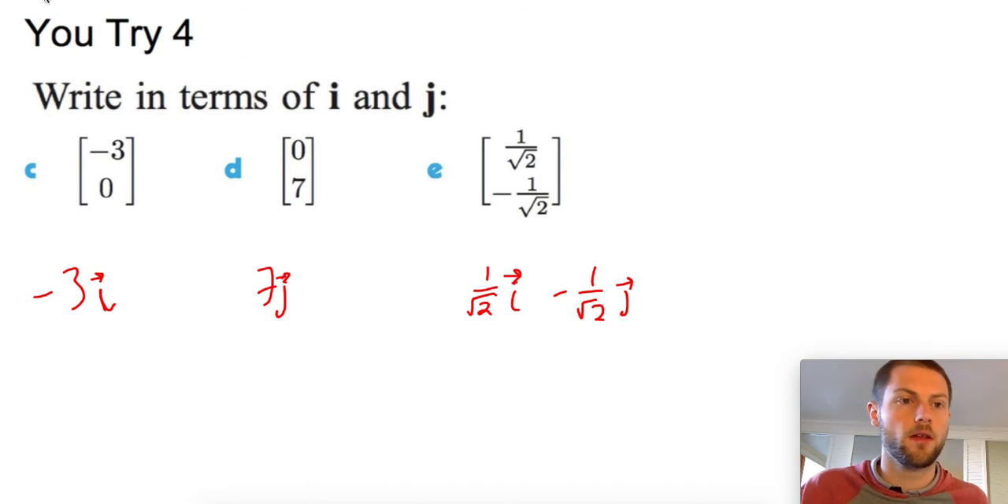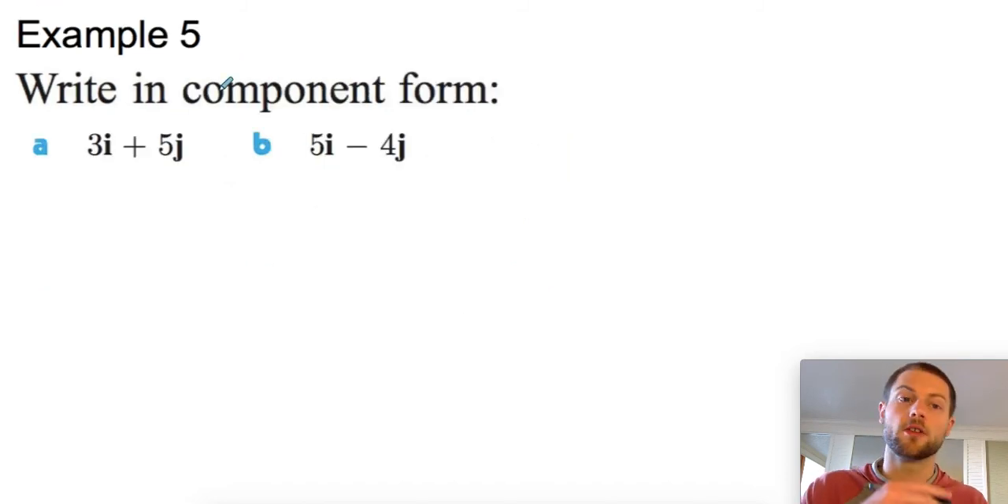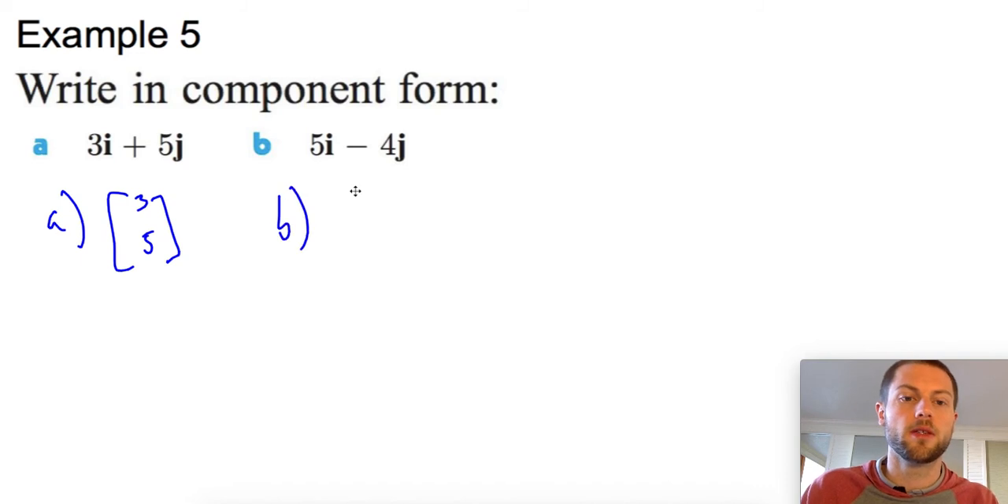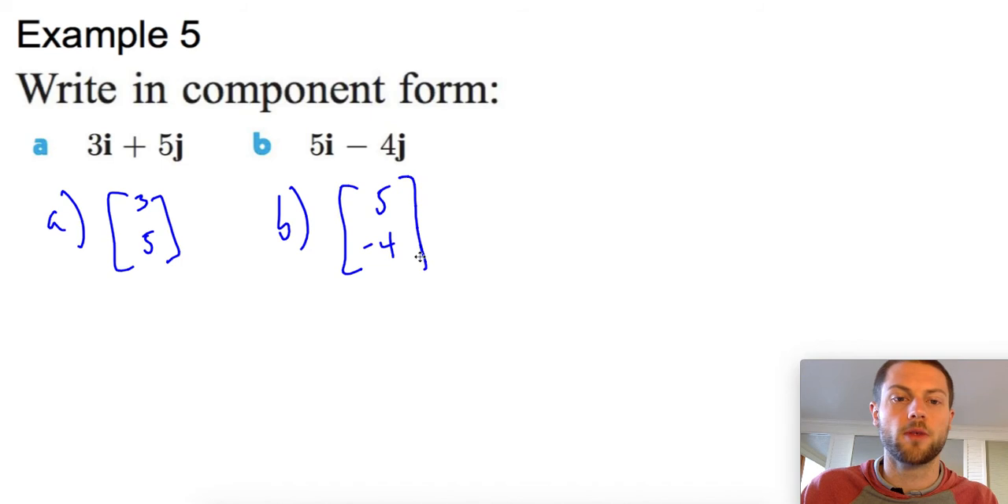And next example. We want to go backwards, so we can write it in unit vector form, we can write it in component form. And I believe we can do it. So I'm going to take my components, 3 and 5. Boom, that one's done. B, I'm going to take my components, 5 and negative 4. Boom, that one's done.